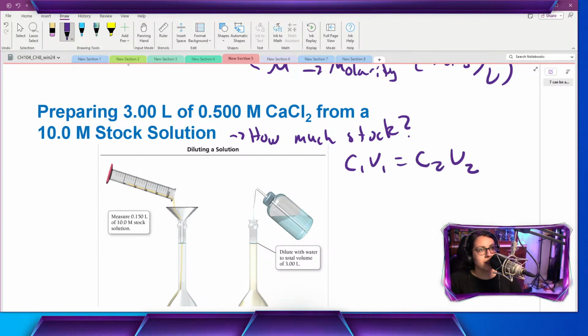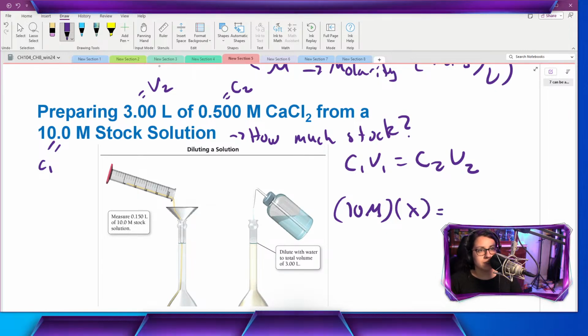Now we can just start plugging in variables. It doesn't really matter who you call who, again, just as long as you're consistent. So I'll say this is our V2 and our C2, and we're starting with our C1, so I need to know how much volume. I'll plug in our variables and write my units so we know we're consistent and what our answer is going to come out in. So we're solving for X is equal to 3 times 0.5. Now we can solve.